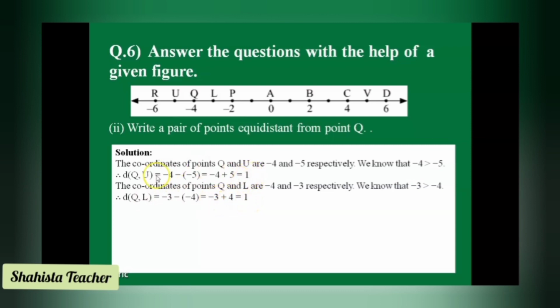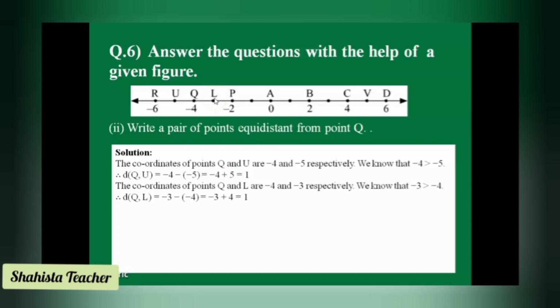See here, the distance of Q to U is 1 and Q to L is 1. So both are equal, so they are equidistant from point Q. Which points are equidistant? Points U and L are equidistant from point Q. Okay, so here we will write the statement like this. Point Q is -4, U is -5 and L is -3.